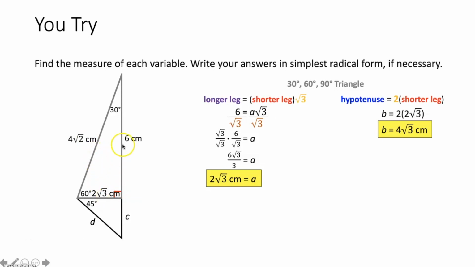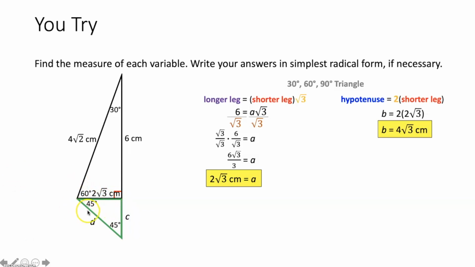Now because we have found each side length in our 30, 60, 90 degree triangle, we can move on to our other triangle down here. What do we know about this triangle? Well, we know that the acute angle right here is 45 degrees. We know that this angle right here, because this segment is perpendicular, must also be 90 degrees. So if we take 180 degrees, subtract 45, subtract 90, we're left with 45 degrees for this angle right here, making this triangle a 45, 45, 90 degree triangle.